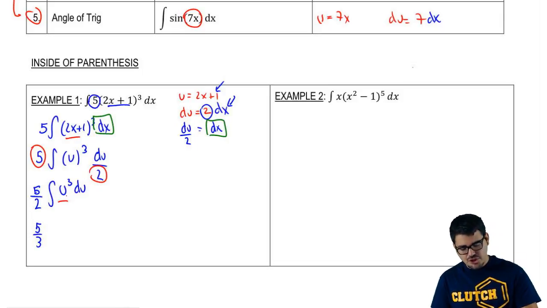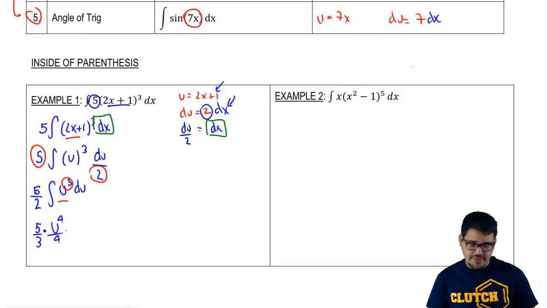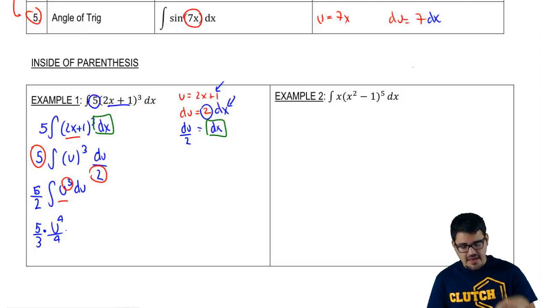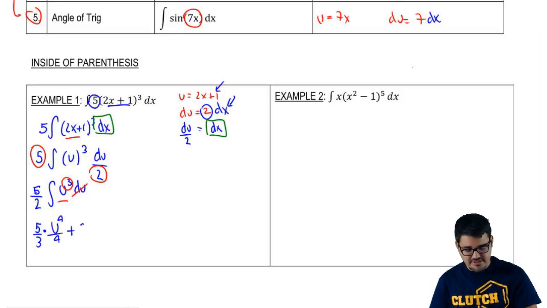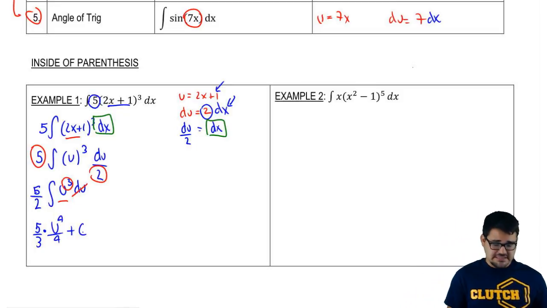That gives us u to the 4th. We add 1 to the exponent, so 3 plus 1 gives u to the 4th, and we divide by 4. These two are multiplying. Once I've integrated, the du goes away, and I have to remember to always put a plus c, because it's an indefinite integral, and indefinite integrals are all about plus c's.